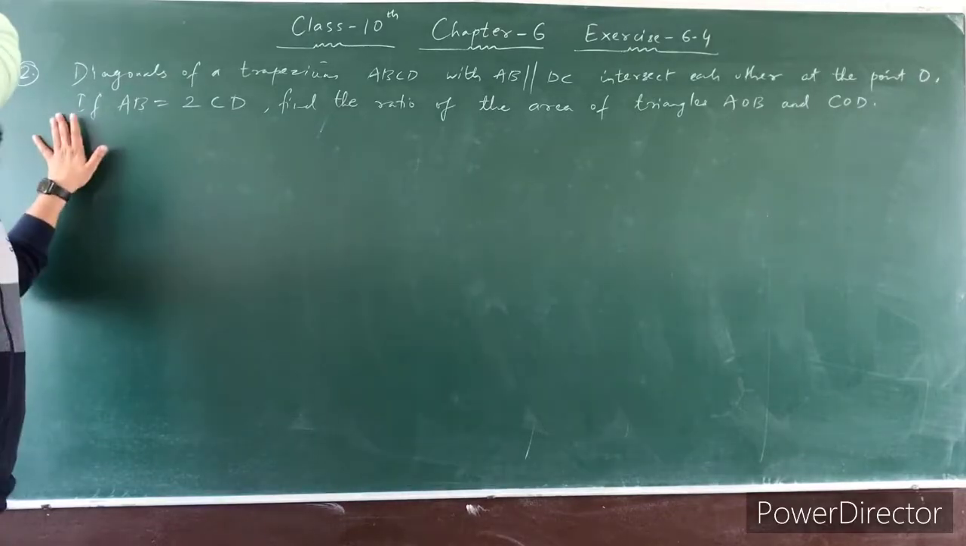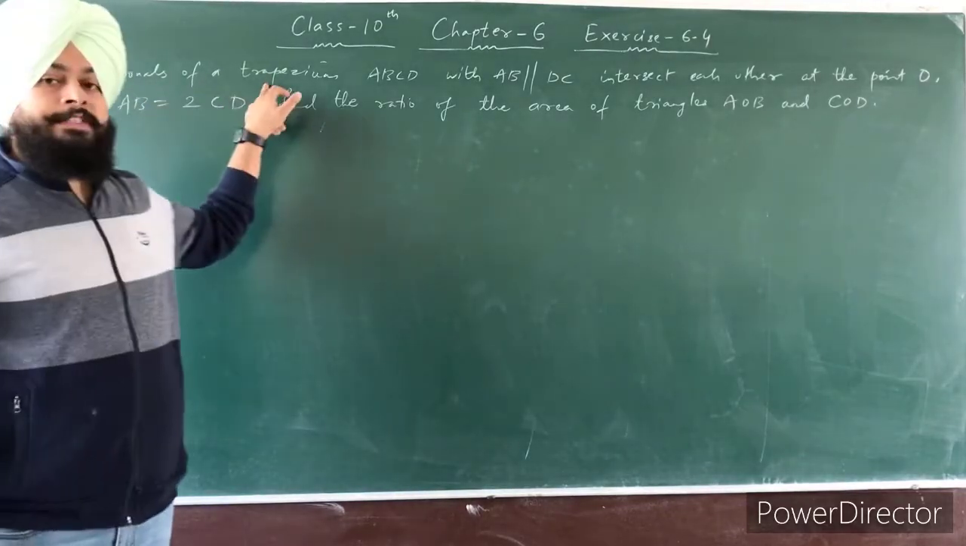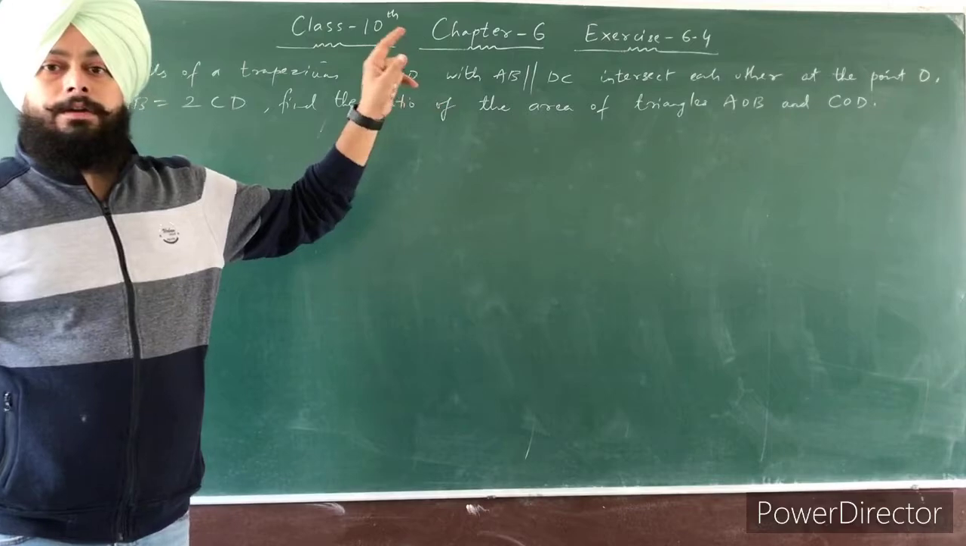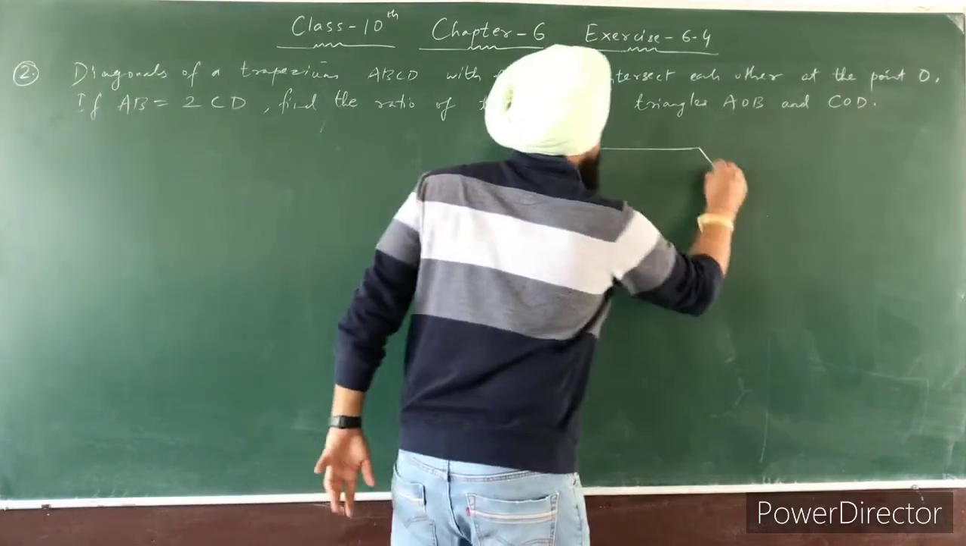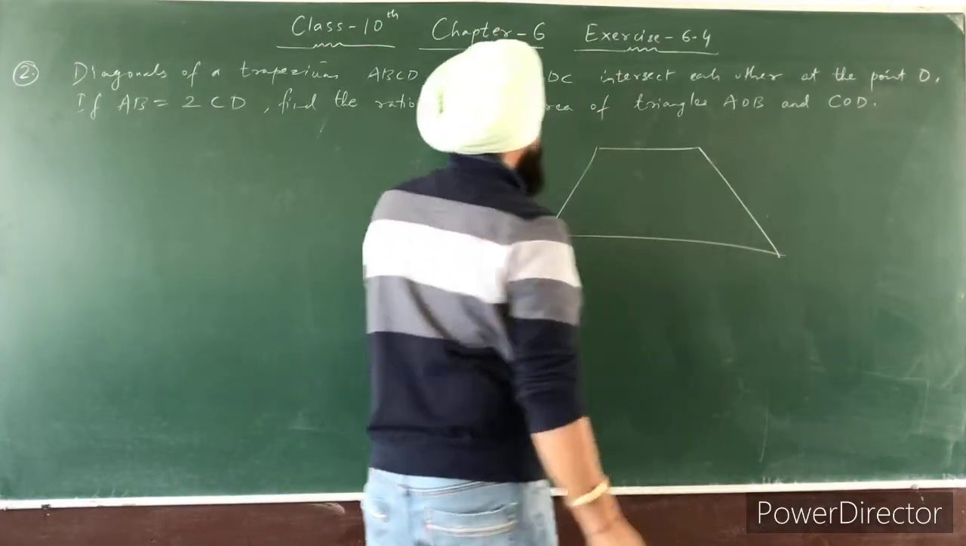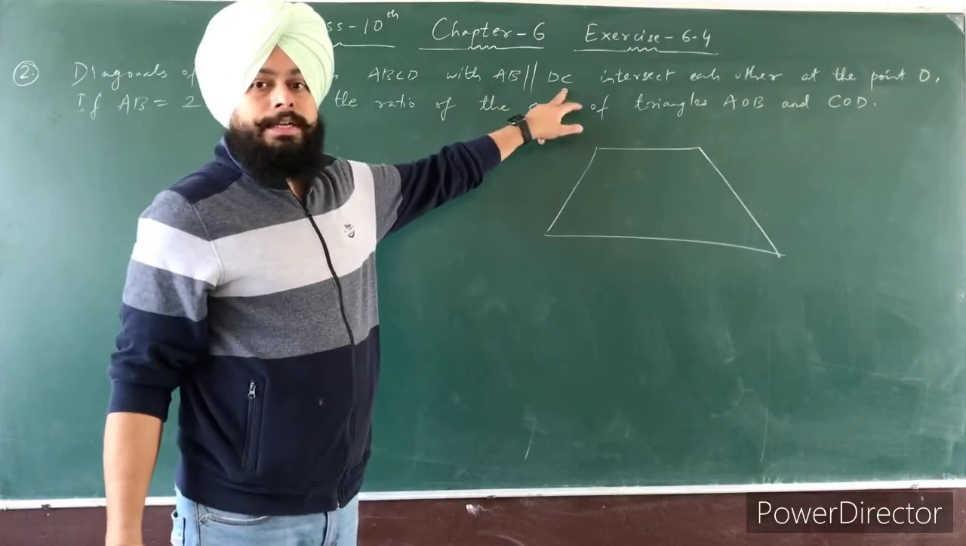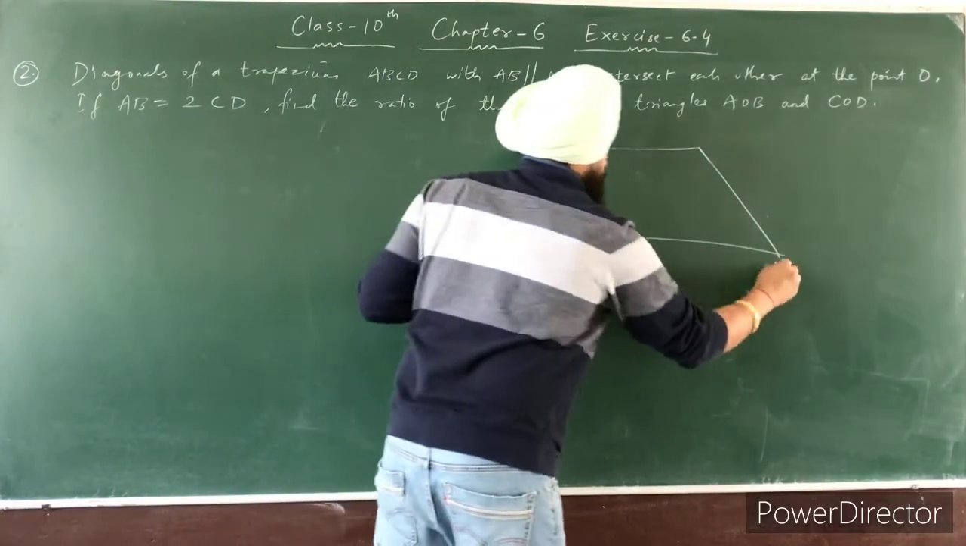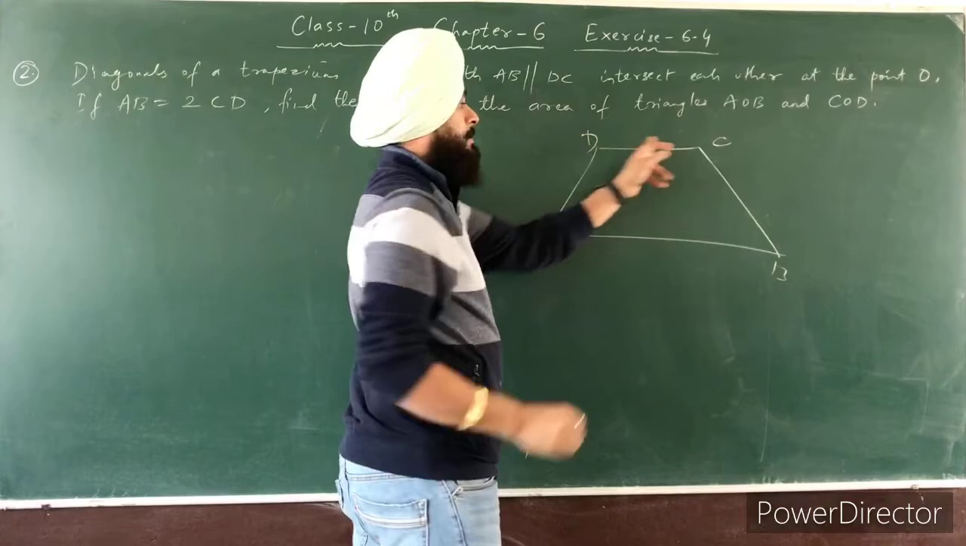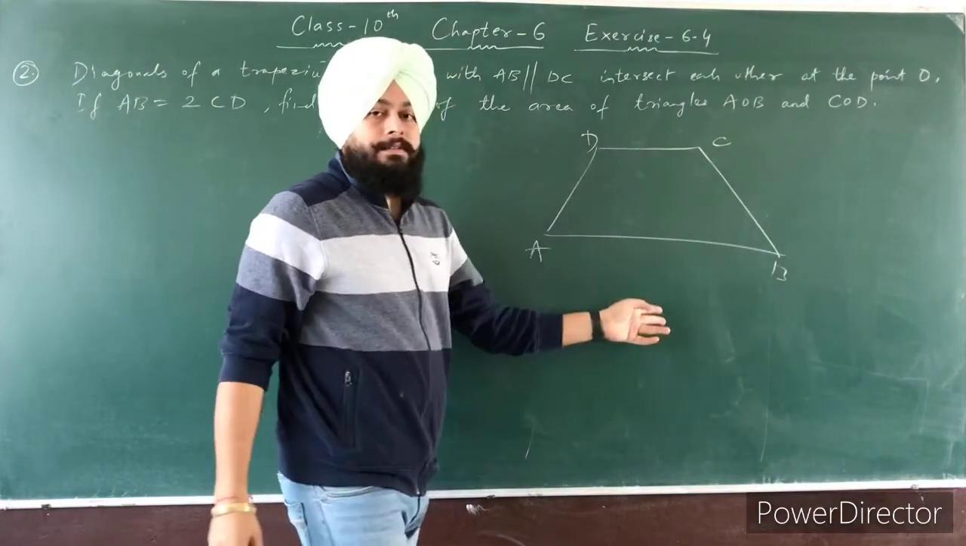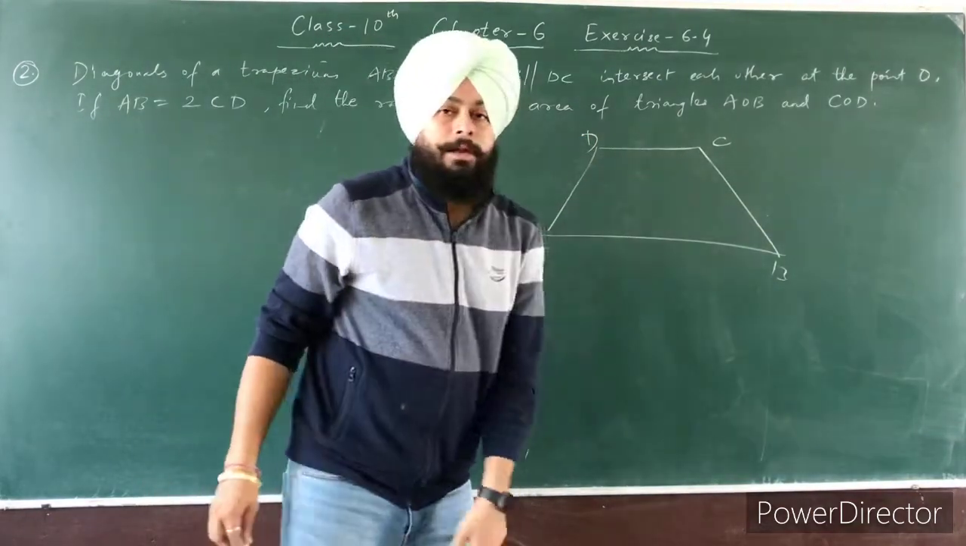So this is your question number first. Next, this is your question number second. Diagonals of a trapezium ABCD with AB parallel to DC. So first you can draw a trapezium in which AB is parallel to DC. This is AB and this is DC. These are two parallel lines and these are two non-parallel.